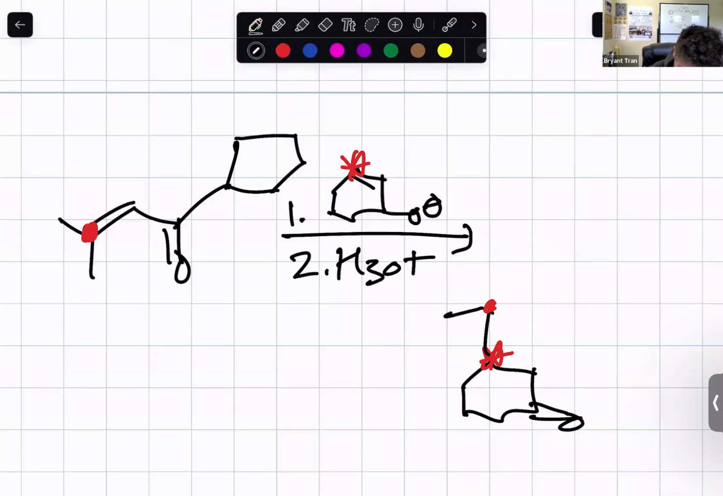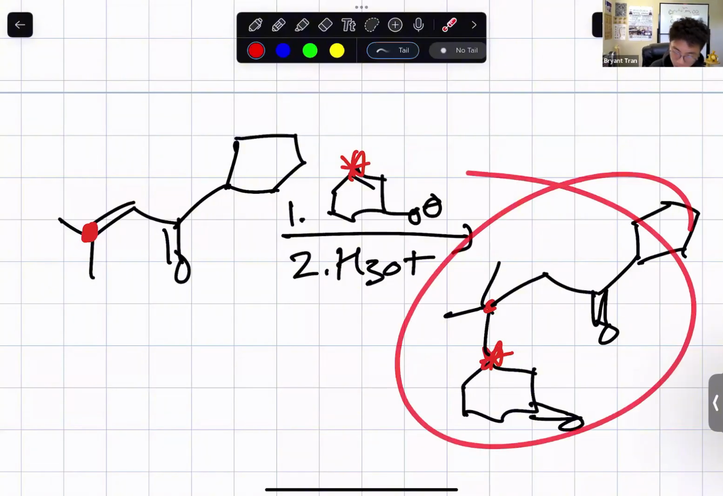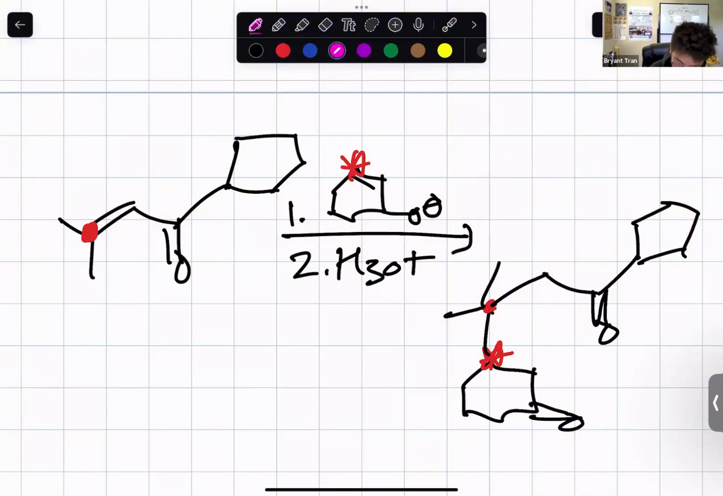So let's draw those 2 methyl groups out like that. And it's attached to 1, 2, 1, 2. And then that's where the carbonyl is, which is going to stay as a carbonyl, which is attached to the cyclopentyl group. And we could confirm this as the product by counting the distance between the 2 carbonyls, which is going to be 1, 2, 3, 4, 5, 6.